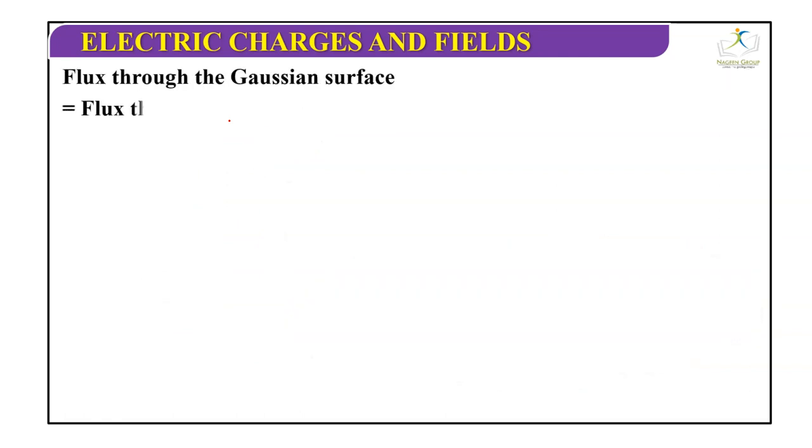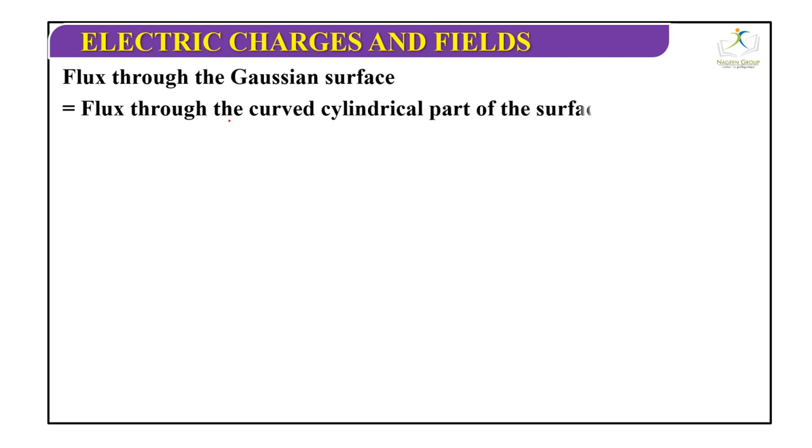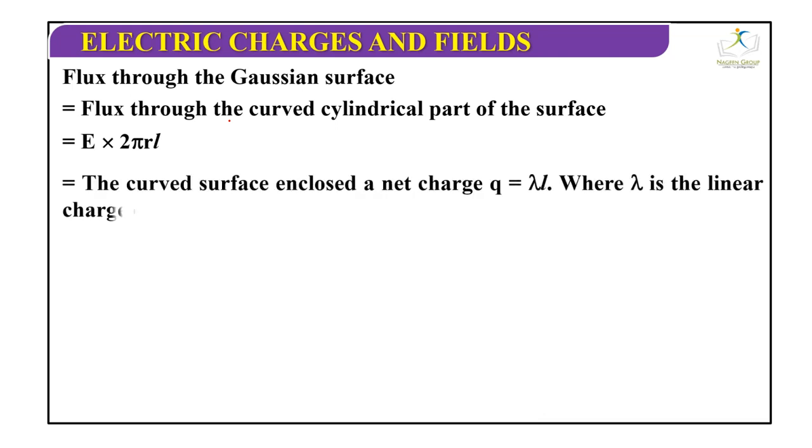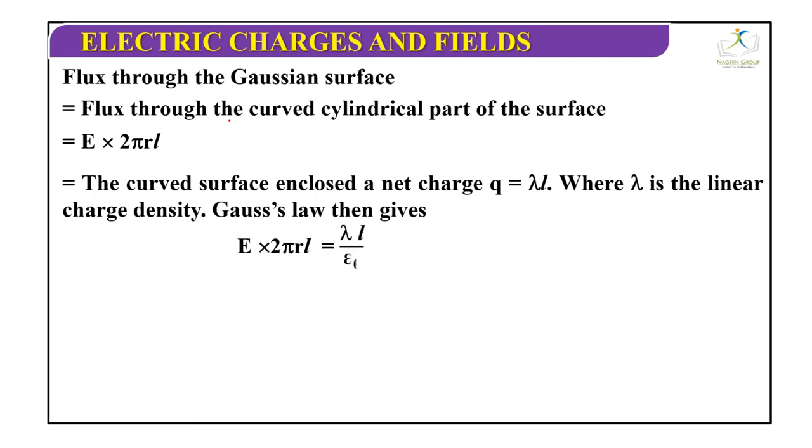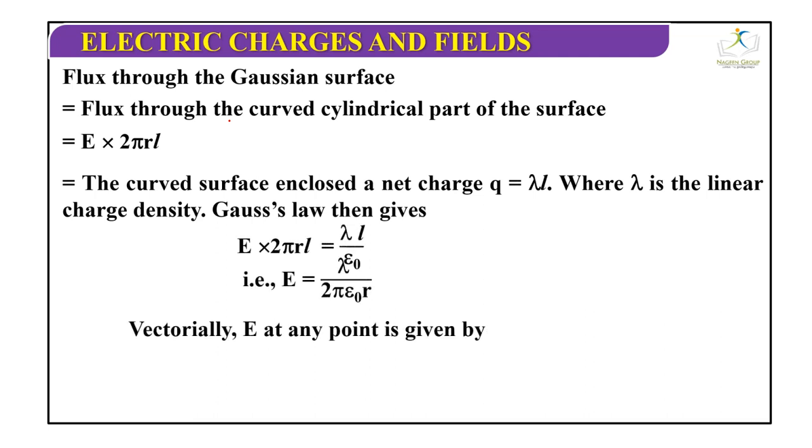The flux through the Gaussian surface is the flux through the curved cylindrical part, so it is E times 2 pi r L. The net charge enclosed by the curved surface is Q equals lambda L. Putting this value in, we get the formula E equals lambda by 2 pi epsilon naught r. Vectorially, we can say that E equals lambda by 2 pi epsilon naught r times n cap.